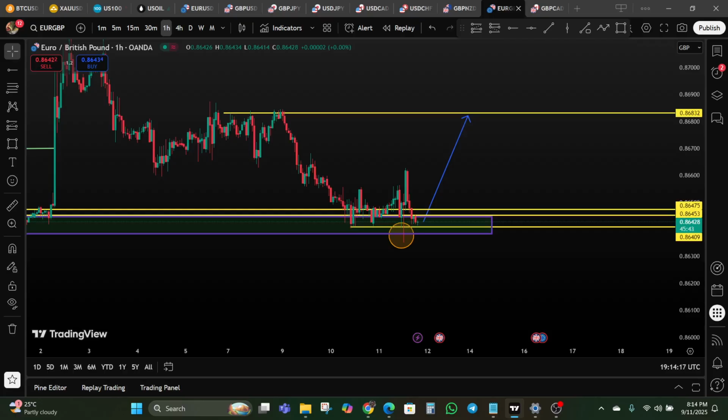And that is it for this breakdown of the ICT day trading strategy. Stay patient, focus on liquidity and structure, and trade with discipline.